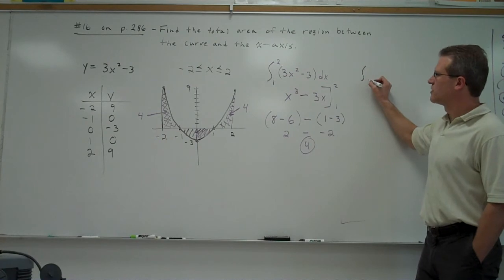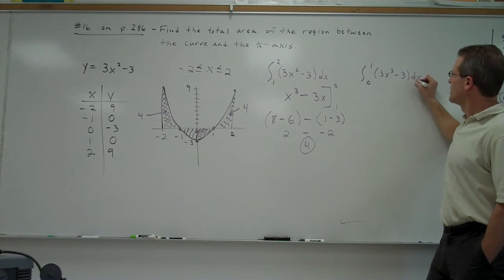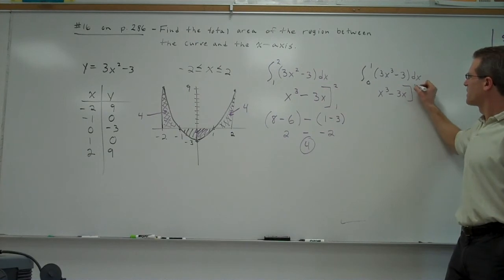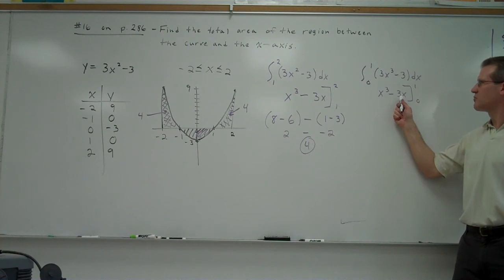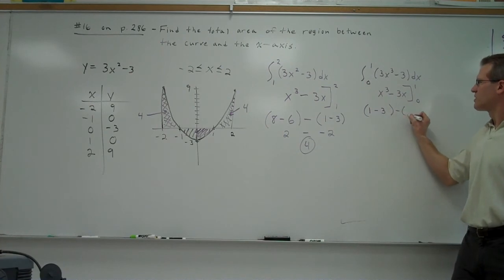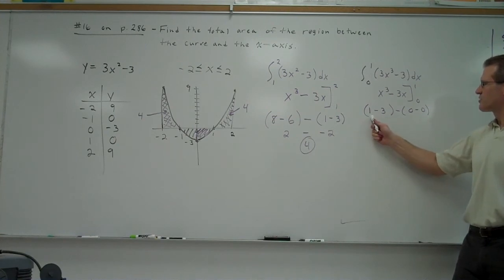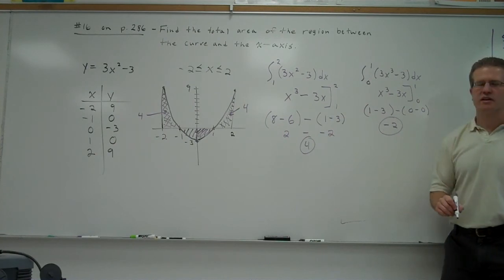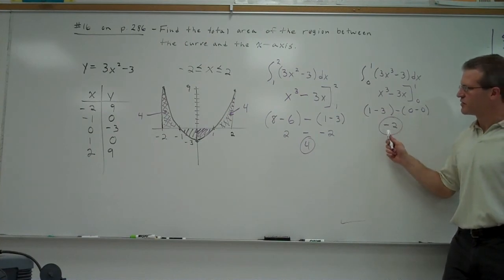Let's do the integral from 0 to 1 of 3x squared minus 3 dx. And we already know the antiderivative is x cubed minus 3x from 0 to 1. Plug a 1 into here, you get 1 cubed minus 3 times 1, so that's going to be 1 minus 3. Minus, you plug a 0 in here, you're going to get 0 minus 0. So that's going to come out to negative 2 minus 0, so negative 2. Why did I get a negative answer? Below the x-axis. So the integral from 0 to 1 equals negative 2.